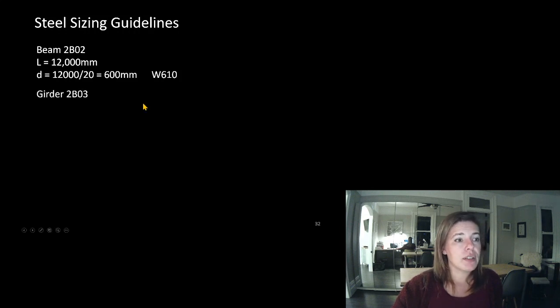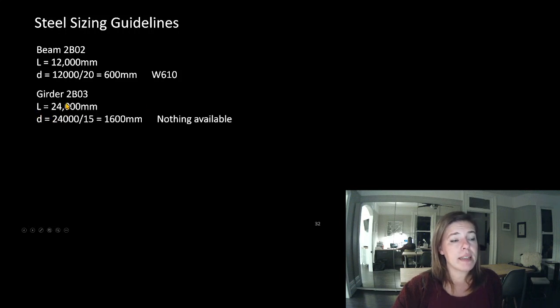A girder, 2B03. Our length is 24 meters long. Our sizing guideline for a girder is 15. Well, we have 1.6 meters is our depth. There are no W sections that deep. So what are the options? We could do a wide welded flange. We could tell them to make a section. That's really expensive because we're making something. But once we're doing something custom, maybe we could do a lighter custom thing like a truss.